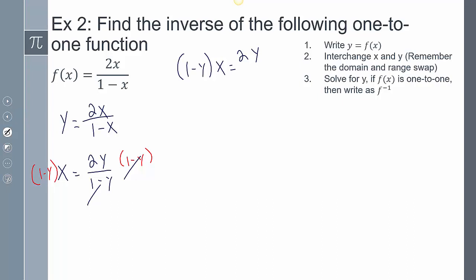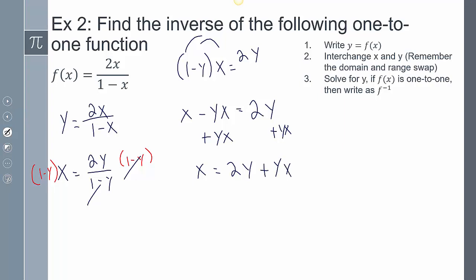Now I have x's and y's. We said we want to get y by itself, so maybe distributing this through. So I'm going to get x minus yx equals 2y. Now I want to get my y on the other side, so I'm going to add yx to both sides. So I'm going to get x equals 2y plus yx. Now there's a y in common, so let's factor out the y. And now I can get y by itself by dividing both sides by 2 plus x.